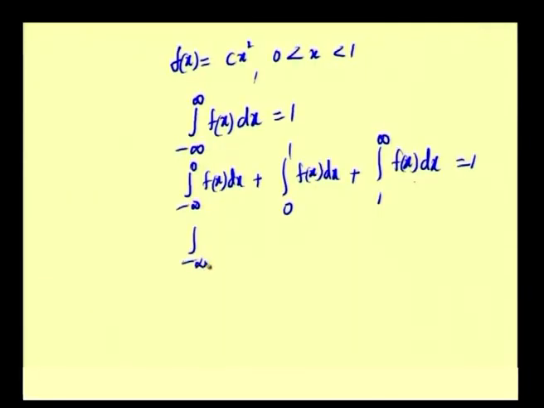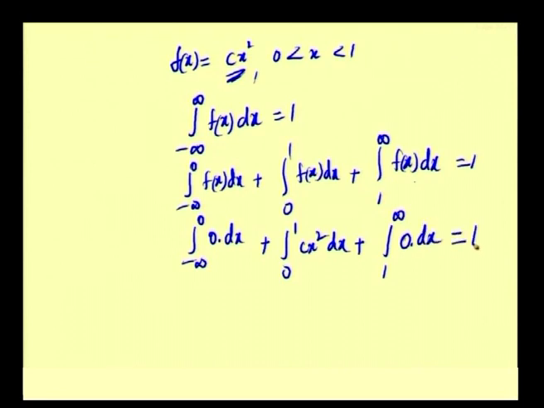So, minus infinity to 0 f of x is 0, so 0 dx, 0 to 1 f of x is c x square, right, c x square dx, plus in 1 to infinity it is again 0 dx. It is equated to 1 because total probability is 1, which is one of the conditions for being a PDF. Okay. Now, we shall integrate this to find out the value of c.